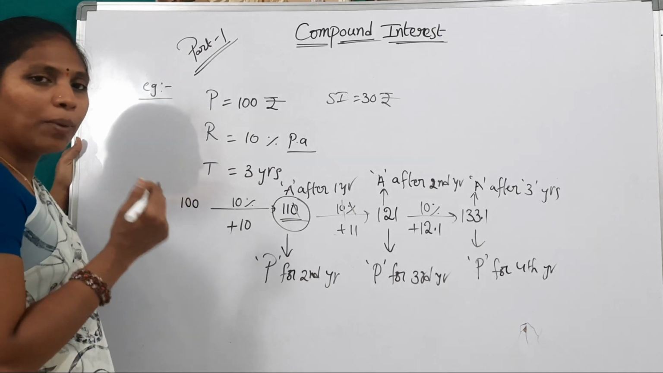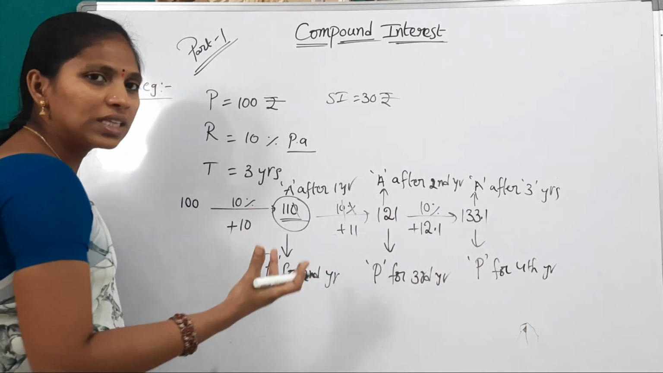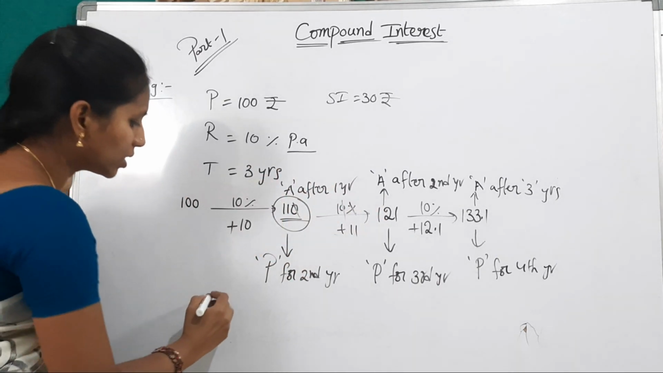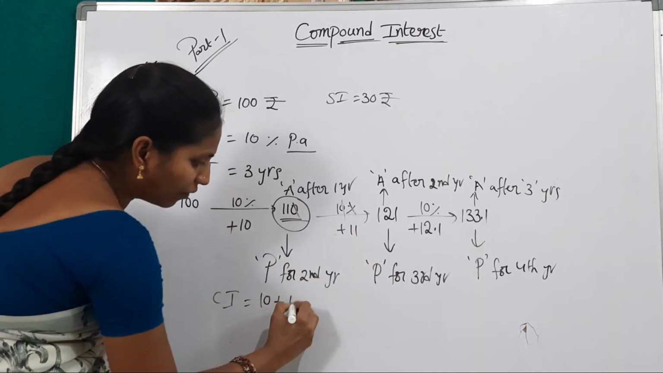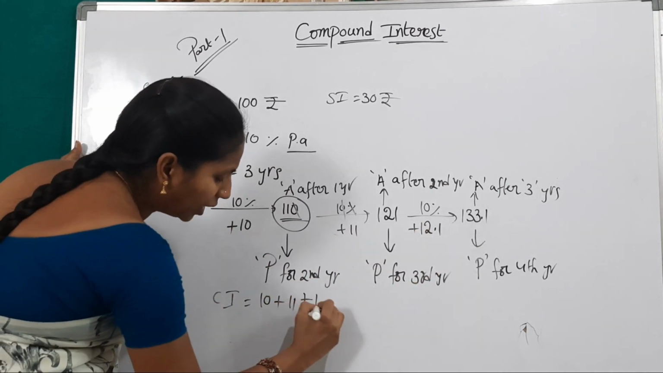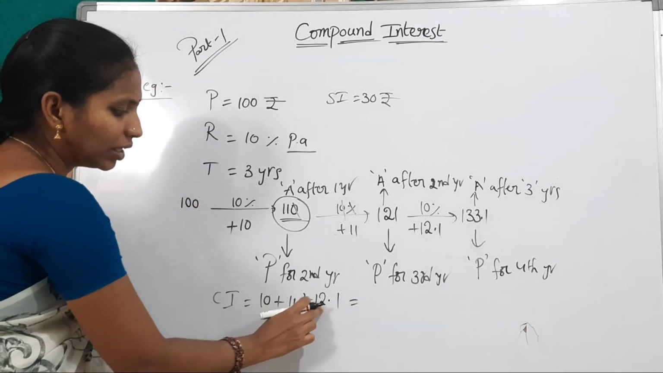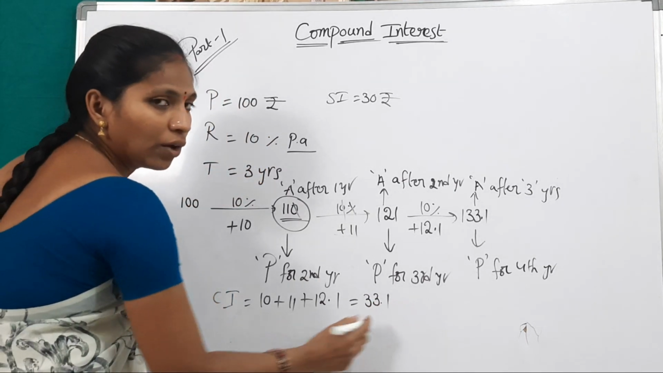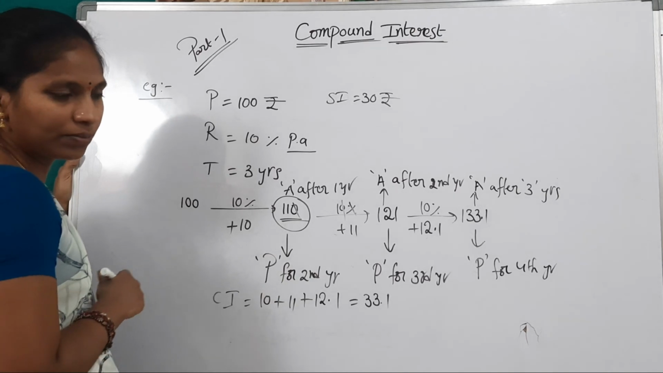Now what is the compound interest? Here this is the amount after 3 years. What is the total compound interest for these 3 years? See, CI equals 10 plus 11 plus 12.1. That equals 33.1. 33.1 is the compound interest value after 3 years.